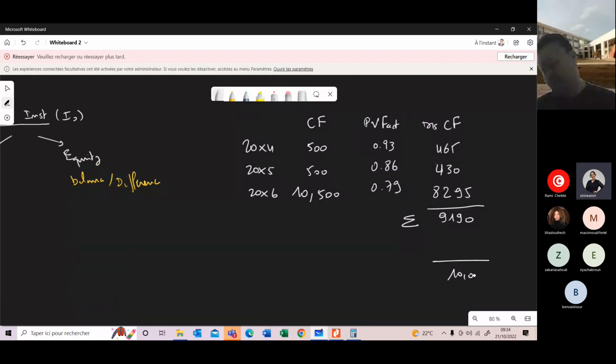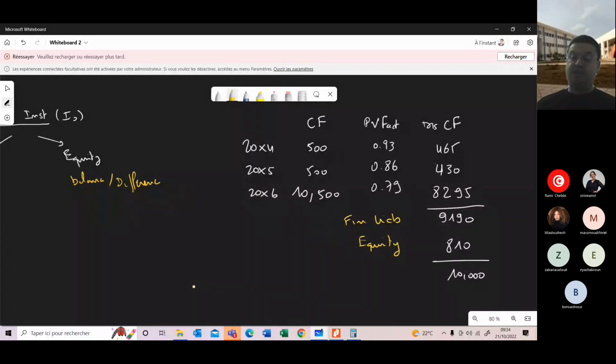So the difference between 10,000 and 9,190 should be representing the equity component. 810. Okay. So this is the financial liability component, and this is the equity component. Finally, this is how we get it, because this is at initial recognition on October 1st, 20x3. So we divide this into financial liability and equity component.